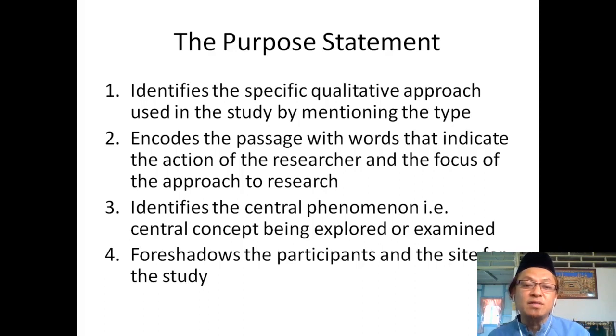So you have to identify the specific qualitative approach, and then you have to encode the passage with words that are suitable to the chosen qualitative approach. Okay, if you use this type of approach, there is a certain word that you should be using. If you use case study, for instance, there are certain words that are suitable to be included in the writing of your purpose statement. And then number three, identify the central phenomenon, the central concept that you intend to explore or examine. The last point that must be included in the purpose statement is the foreshadow, the participant, and the site for the study. Where is the context, the geographic area, the people? Remember, in the problem statement you already mentioned, but in the purpose statement that also needs to be included.